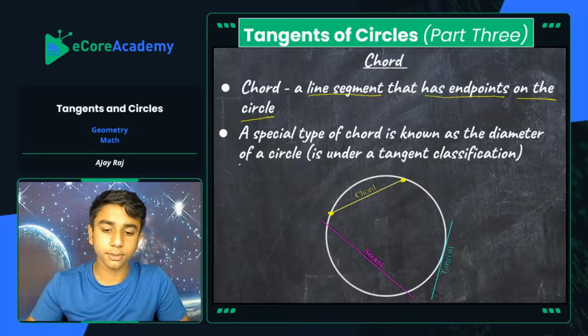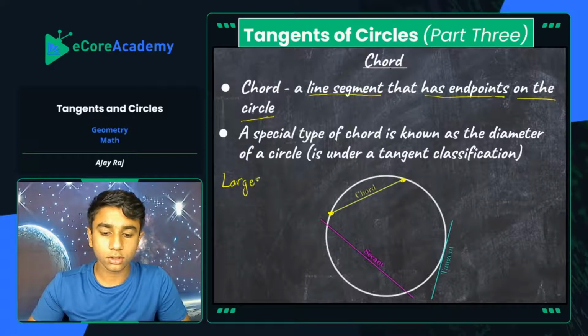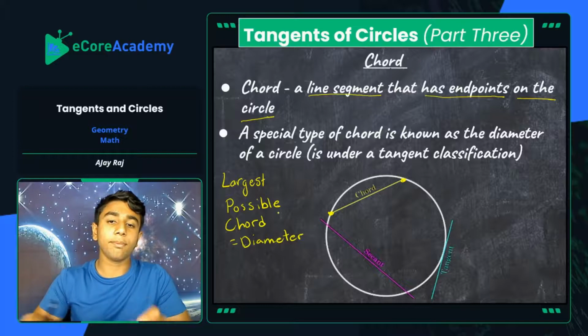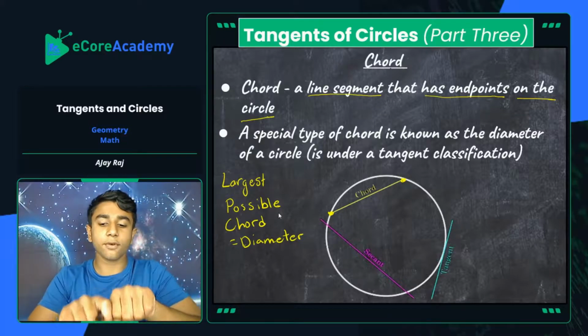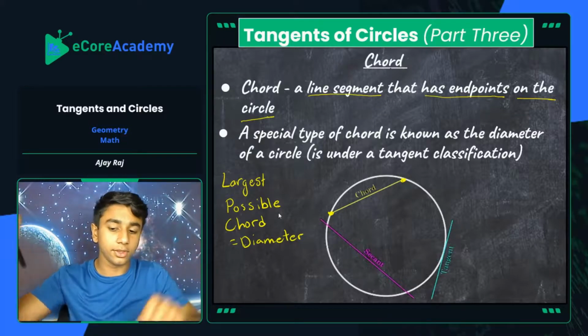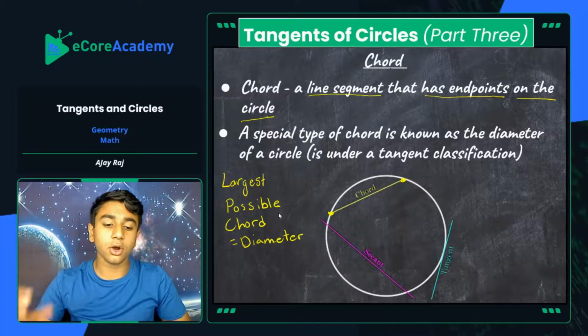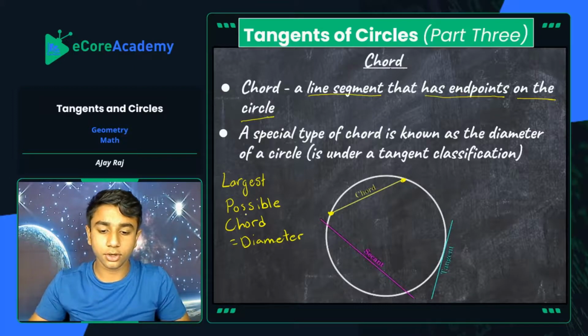And the largest possible, so I'll write this here, largest possible chord is your diameter. That's because it goes through the center of the circle, meaning that it will have the greatest possible distance from the exterior sides, the sides of your given circle. Although it doesn't have sides, the arcs of your circle. So that's the largest possible chord.